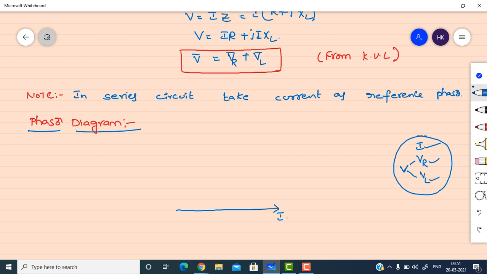So current phasor is over. Now we have to draw VR phasor. VR is nothing but voltage drop across the resistor. So with respect to the current phasor, the voltage across the resistor, is it in phase with the current phasor or lagging or leading? In resistor, current and voltage are in phase or lagging or leading?